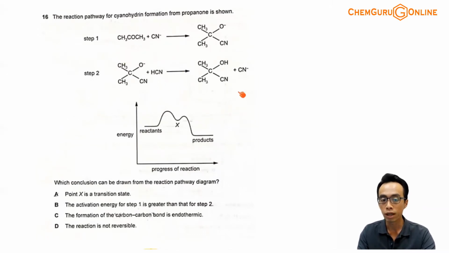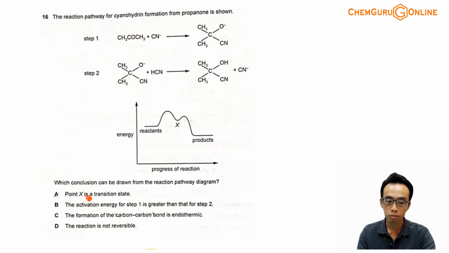Obviously, this is a two-step reaction, then we do expect two humps. Each hump will represent one step. X should be the intermediate, and then X subsequently gives me the product. So the question is asking which conclusion can be drawn from the reaction pathway diagram.